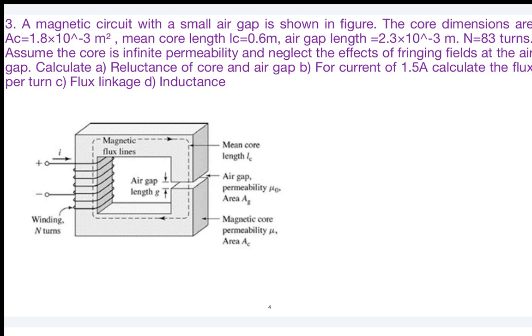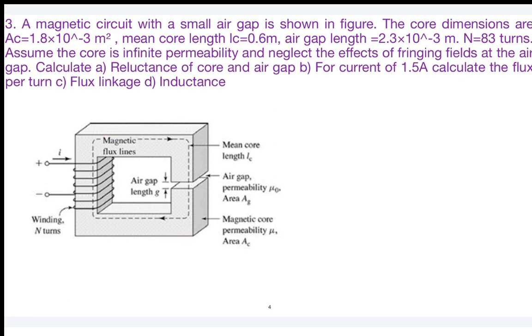So see the next one. There is a magnetic circuit with a small air gap as shown in the figure. The core dimensions are given: this is the area of cross section of the core, 1.8 into 10 power minus 3, and the mean core length is 0.6 meter. So what do you mean by mean core length here? Can you tell me? What is the mean core length? Does it represent only this dimension or only this dimension?